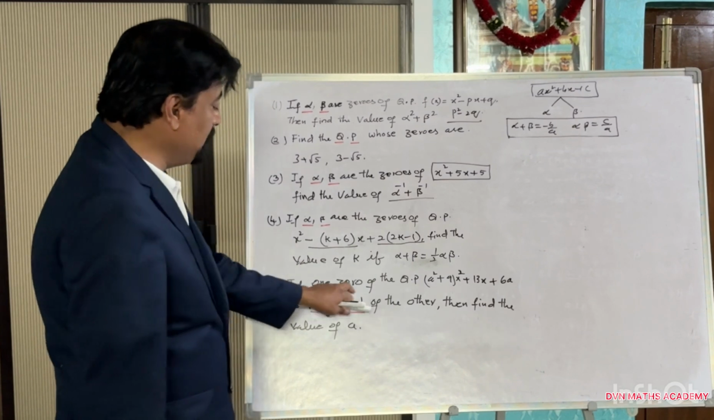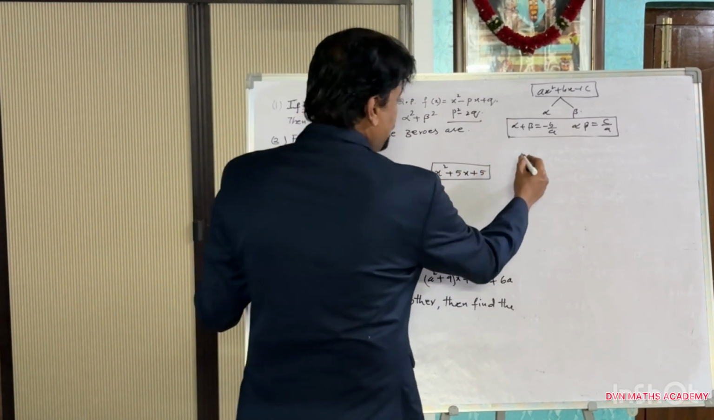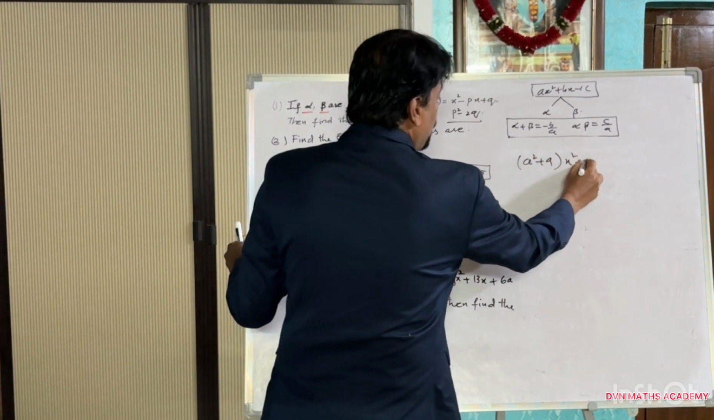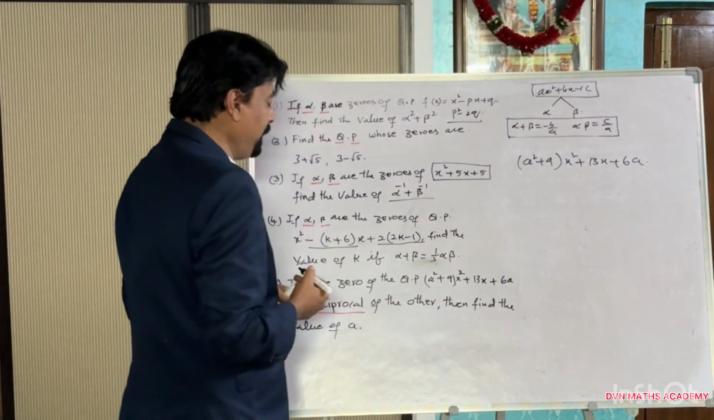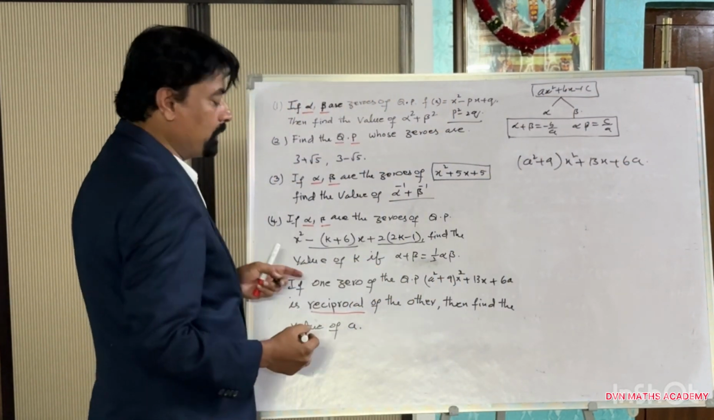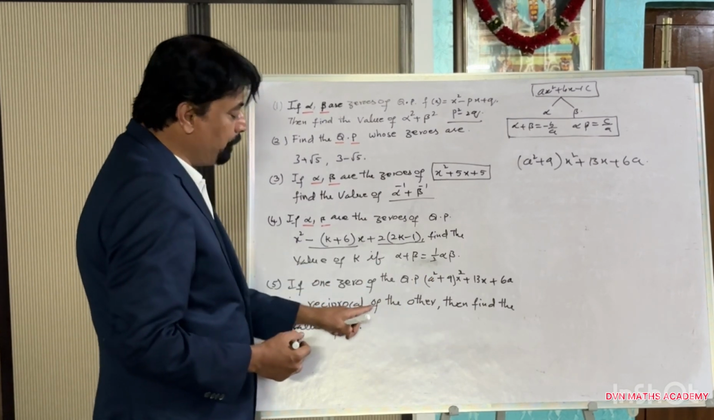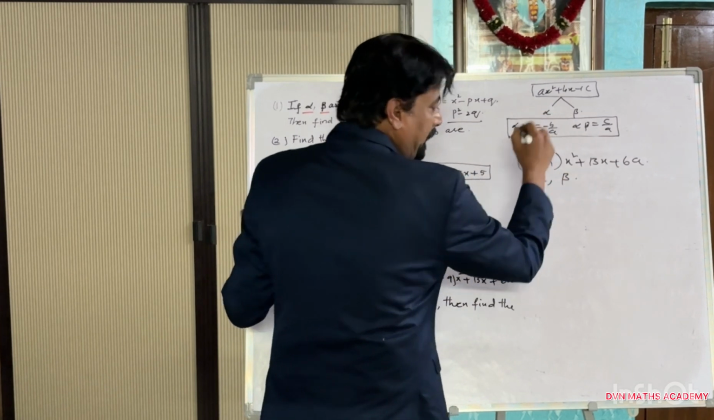I mean, if one zero of the quadratic polynomial is given, the quadratic polynomial is given as a square plus 9 of x square plus 13x plus 6a. This is the given quadratic polynomial. Here you need to read the question properly. One zero of the quadratic polynomial is the reciprocal of the other. Actually, the zeros are one is alpha and another one is beta.